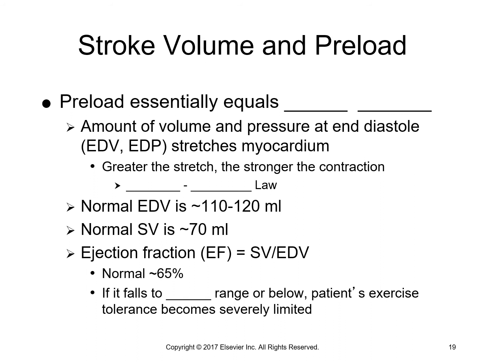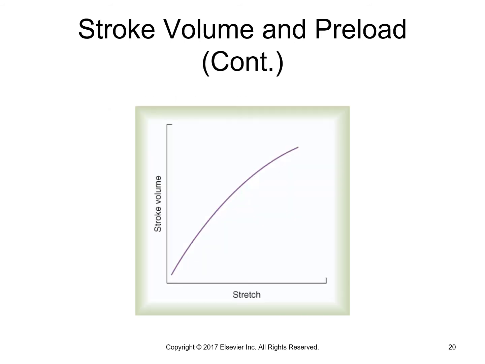So the greater the preload, the greater will be the volume of blood in the heart at the end of diastole. And there are certain factors that affect preload. And let me see if I put that on the next slide. This is just basically showing you that the greater the stretch, as you go to the right on the x-axis, your stroke volume is going up at the same time as your stretch is going up.